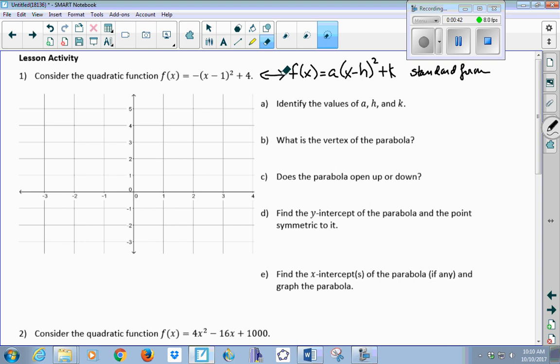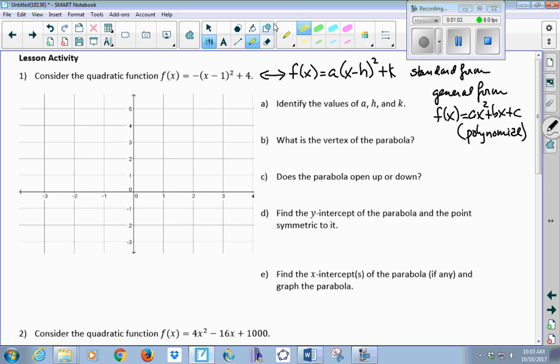The other form of a quadratic equation, the general form, is one that you're more familiar with, and that looks like ax squared plus bx plus c. Remember, sometimes this is referred to as the polynomial form. I think it's probably a good idea just to have both forms in front of you, or at the top of your page, as we work through today's exercises, just to get familiar with them.